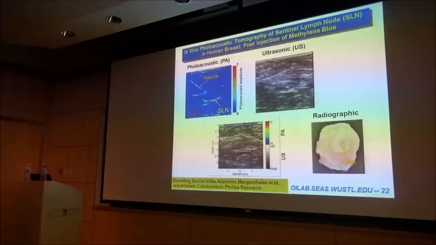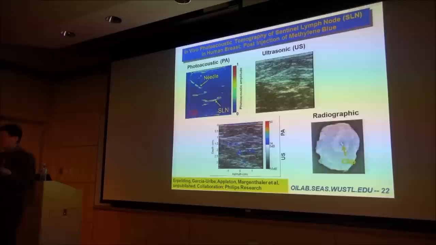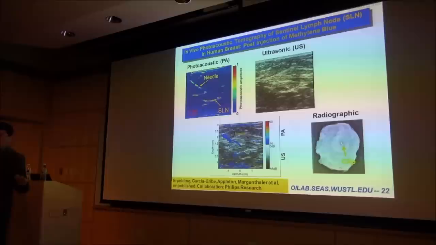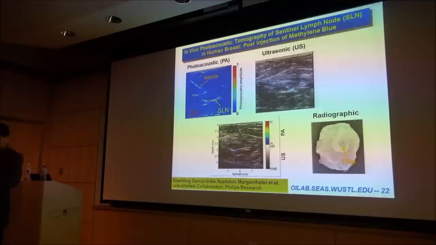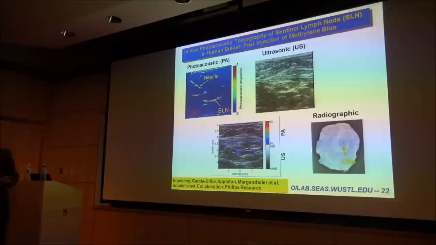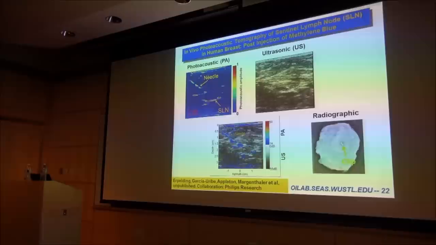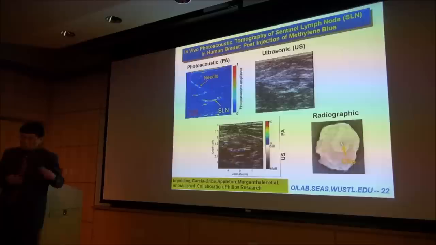The real application we're after right now is to stage the breast cancer. As we know, the current practice is a surgical procedure. You inject the radionuclide, you inject an organic dye like methylene blue. They will flow through your lymphatic system and accumulate at the sentinel lymph node. The theory is, if the cancer has metastasized, it will start at a sentinel lymph node, the first draining node. So that's why it's important to identify the sentinel lymph node. Once they surgically dissect a sentinel lymph node, they go through standard histology.